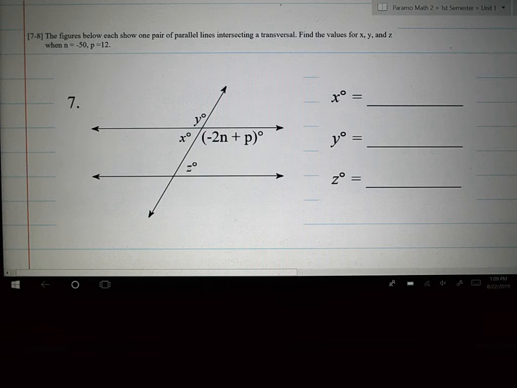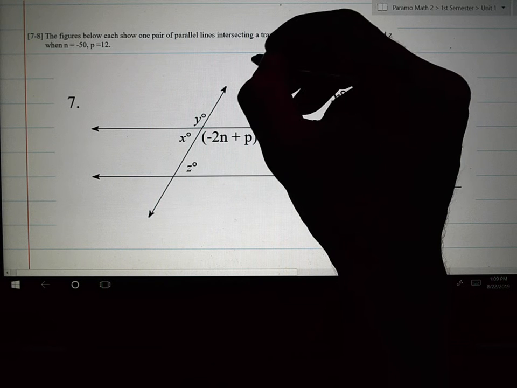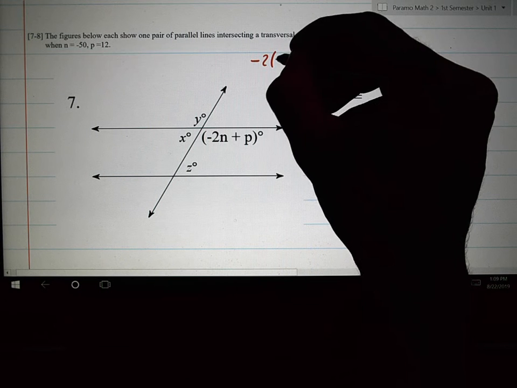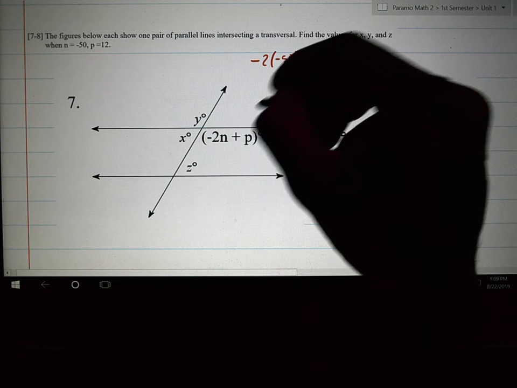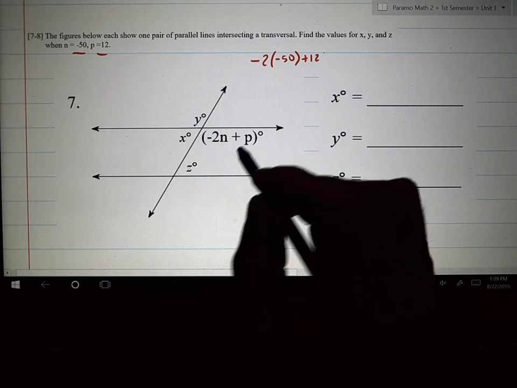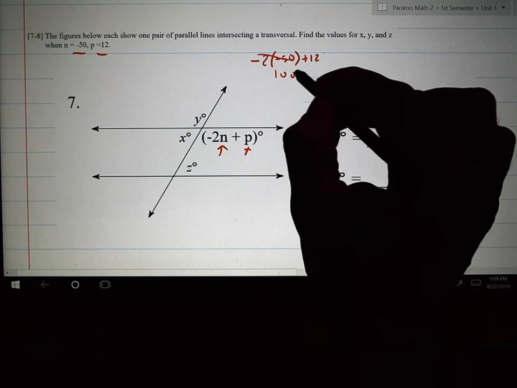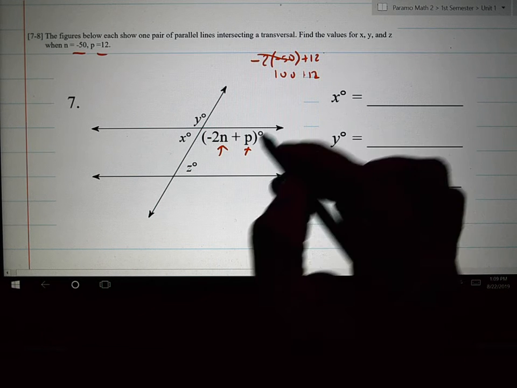Did we already do number 7? All we did was plug in the negative 50 in to the n, and we added 12 to it so that we could plug in these two things in right here and there, and we got that it was 100 plus 12, which was 112.